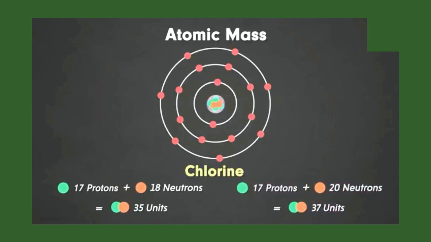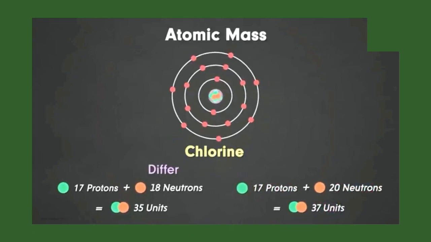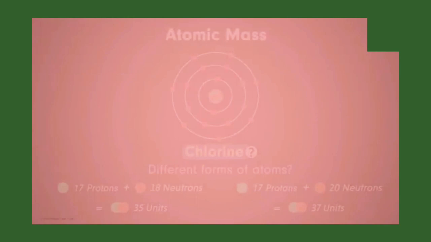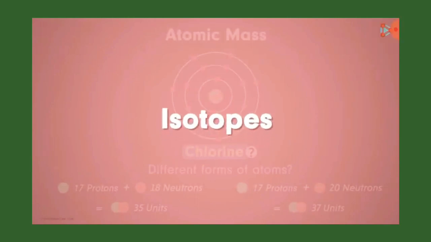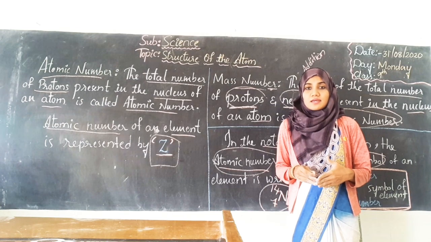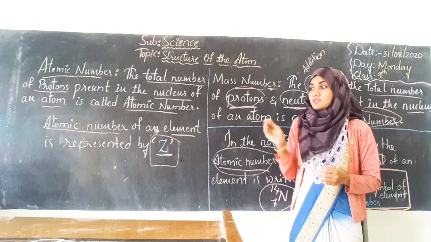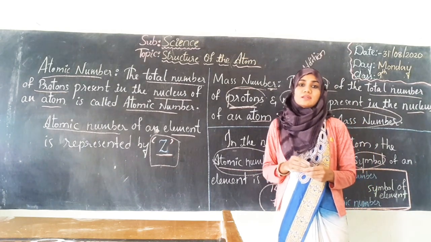But now the next question to pop up in our minds is, how can we have one element having 2 different kinds of atoms? And is this valid only for chlorine? Or are there other elements also which exhibit this phenomenon? Let's find out more about this mysterious concept of isotopes. And hence, in the next class, we will discuss the concept of isotopes and isobars.